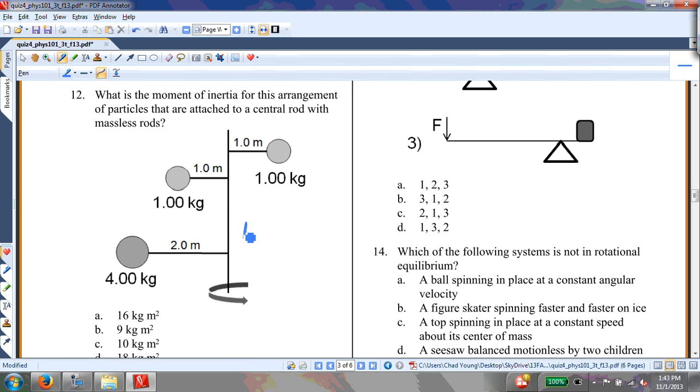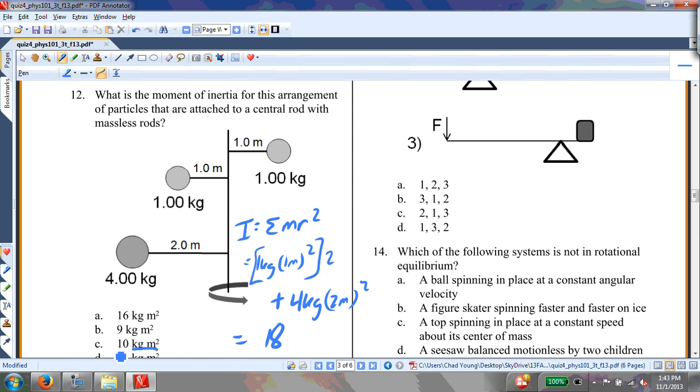Number 11 is the moment of inertia for this. So I have a collection of particles. I is the sum of mr squared. That's going to be 1 kilogram times 1 meter squared. But notice, I have 2 of those, so I'm just going to multiply this times 2, plus 4 kilograms times 2 meters squared. So that's 2 plus 16, which is 18 kilogram meters squared. So number 12 should be D.